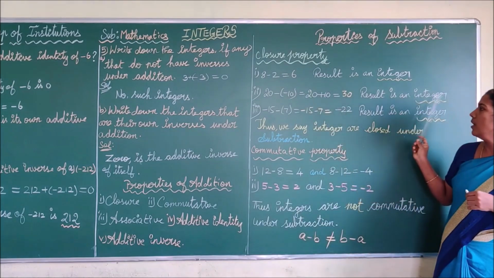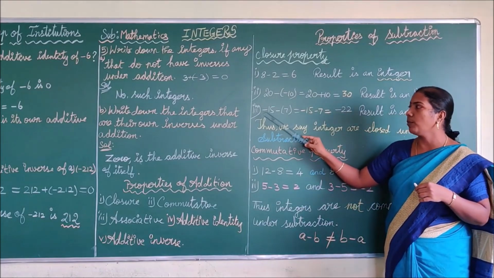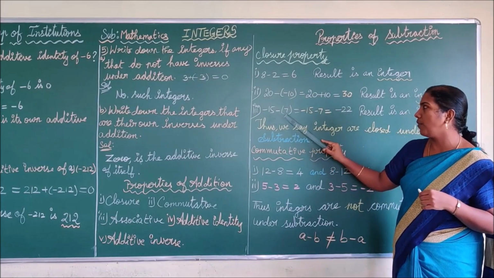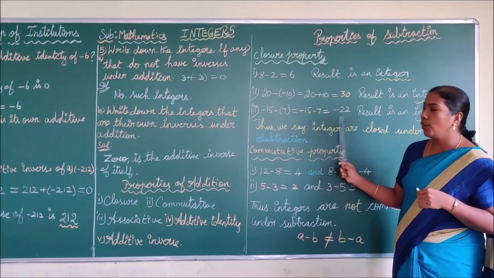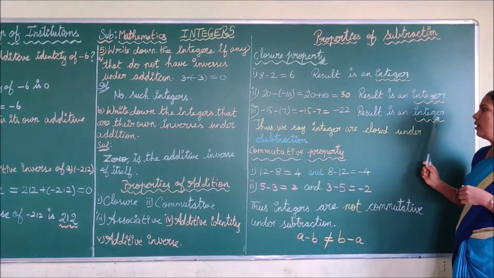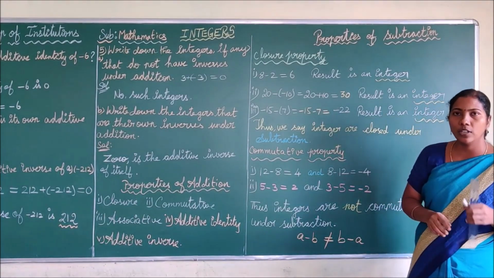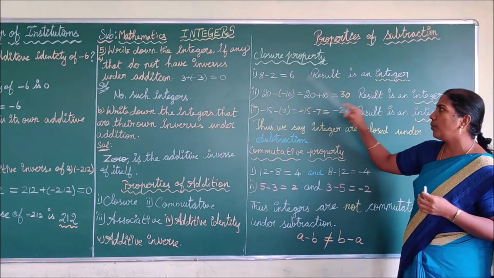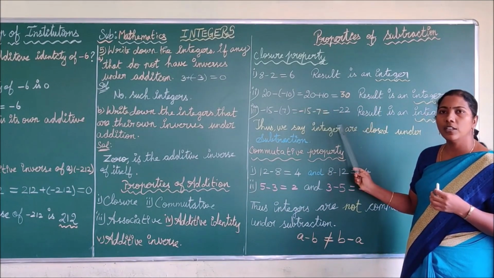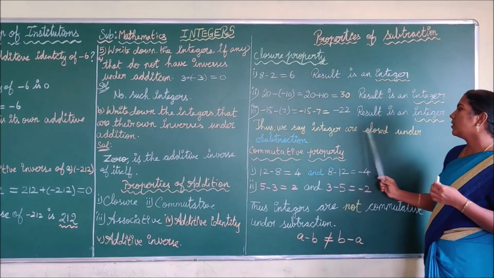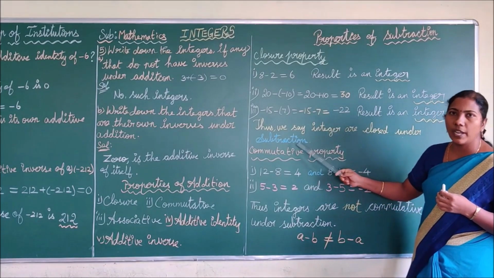30 is also an integer. Next we are taking two integers, minus 15 minus 7, you get the answer minus 22. This result is also an integer. Thus, we are taking two integers and applying the operation subtraction, and you again get an integer. Thus we can say integers are closed under subtraction.